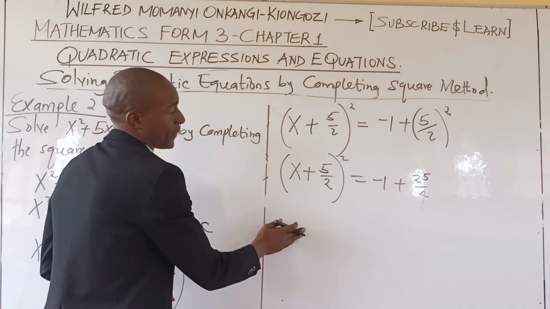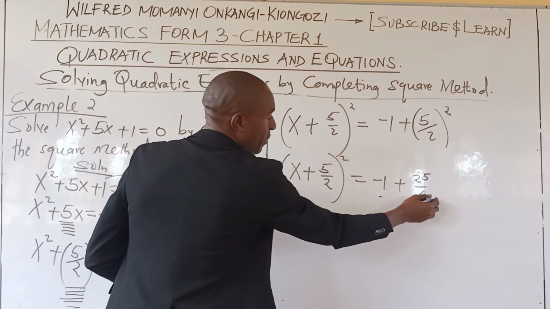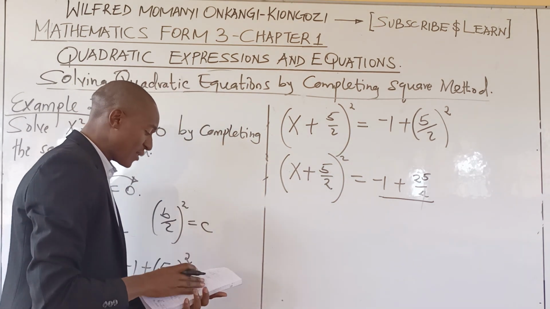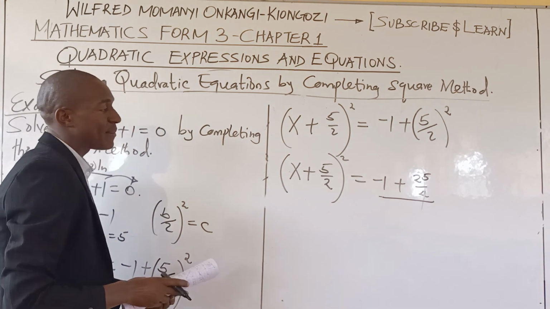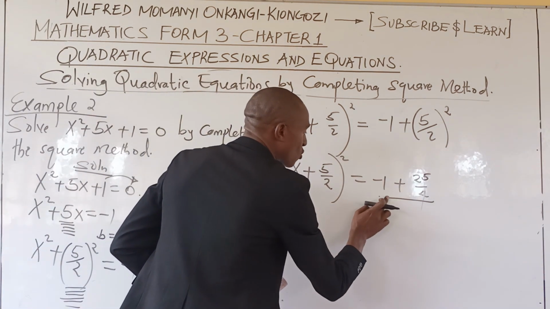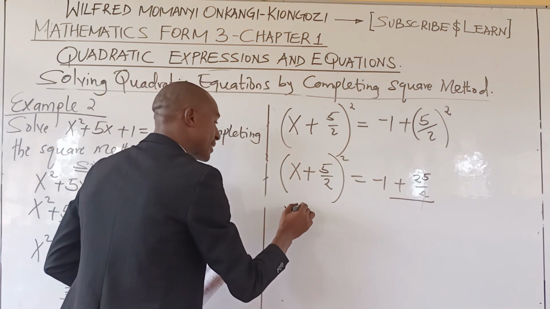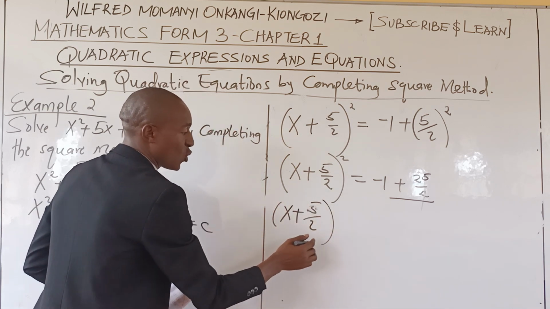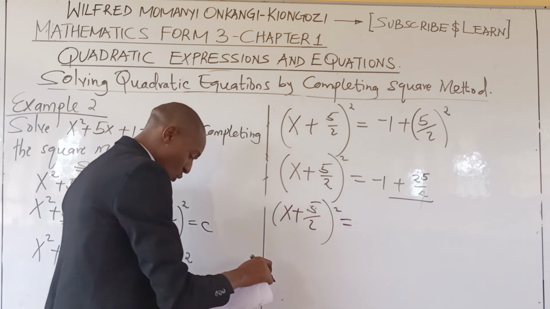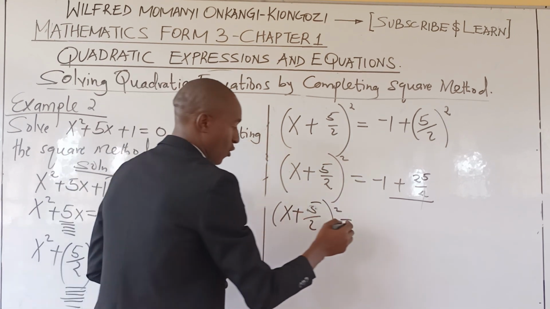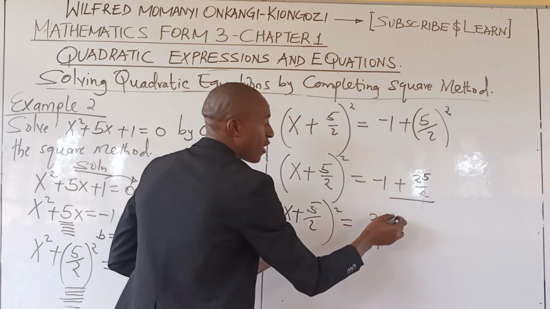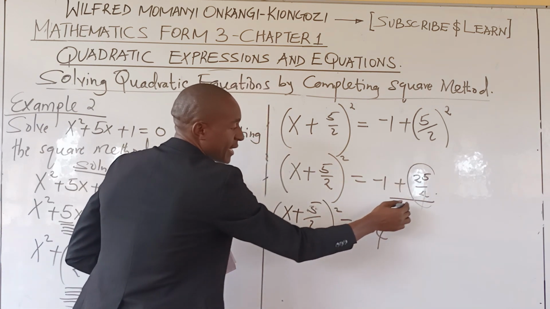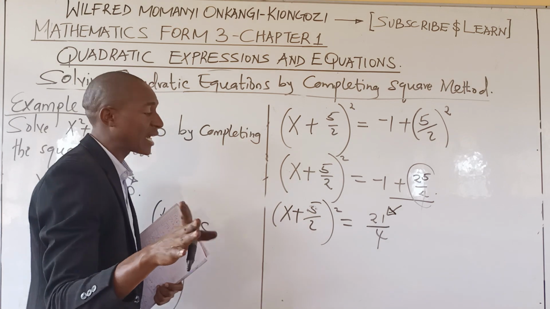So in this case, you solve this one completely so that you can get a value that you can find its square root. If you say 25 over 4 minus 1, use your calculator, you get x plus 5 over 2 squared is equals to 21 over 4. You will get 21 over 4 if you use your calculator well.